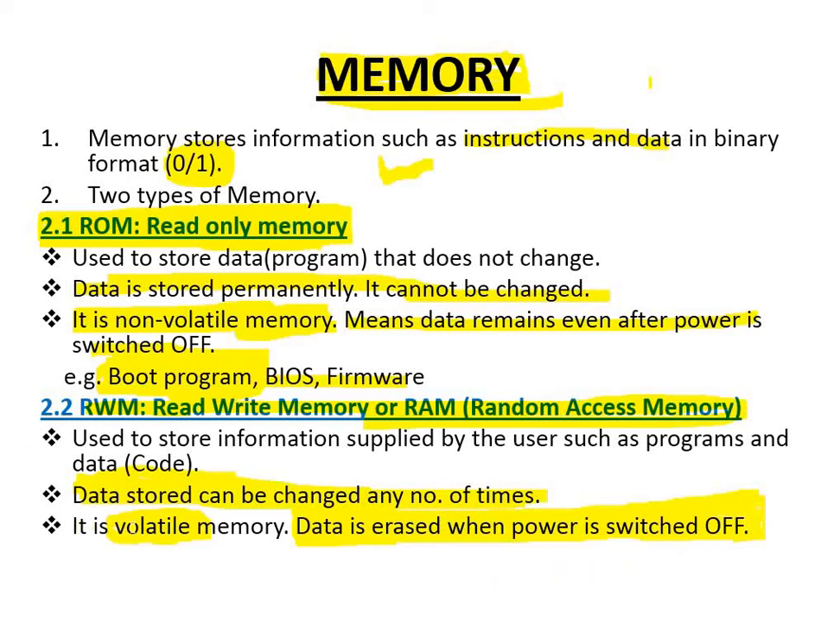So it is volatile and non-volatile memory. ROM is non-volatile memory, which means permanent. Whenever power goes off, the data remains. And RAM is a volatile memory. When power goes off, the data is erased.